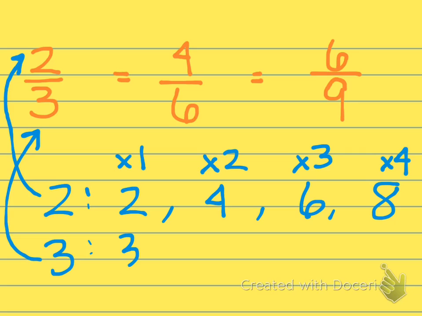So 3 times 1 is 3. 3 times 2 is 6. 3 times 3 is 9. 3 times 4 is 12. Again, I could go a lot further. What are the patterns here? If you set your problem up like this, take a look.